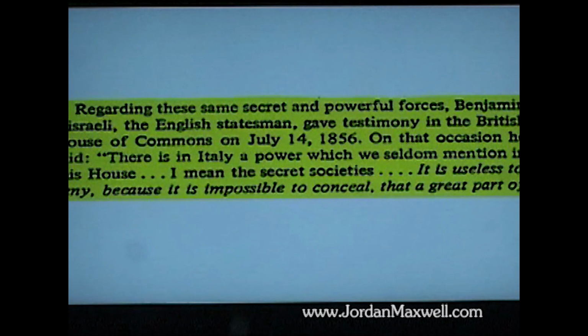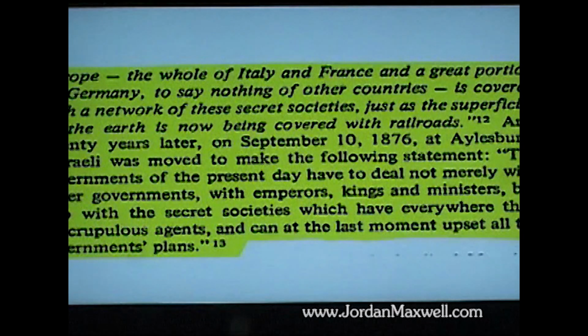And on that occasion, he said, "There is in Italy a power which we seldom mention in this house. I mean the secret societies. It is useless to deny, because it's impossible to conceal, that a great part of Europe and the whole of Italy and France and a great portion of Germany, to say nothing of other countries, is covered with a network of these secret societies, just as the surfaces of the earth are now being covered with railroads."